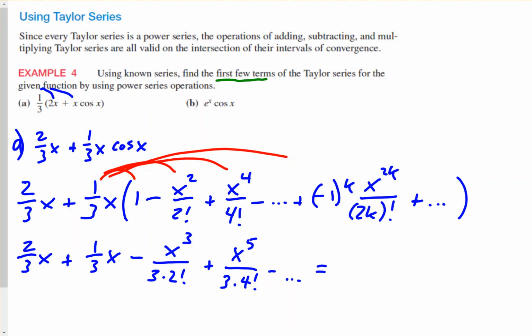So if we could simplify that a little bit, what do we end up with? Well, the 2/3 x plus 1/3 x, that's just x. And then we have minus x to the 3rd over, this will be 6, plus x to the 5th over 4 factorial. That'll be what, 24 times 3, 72. And then we have a minus, and then dot dot dot. Okay, so that's good enough for that one. Let's take a look at B.